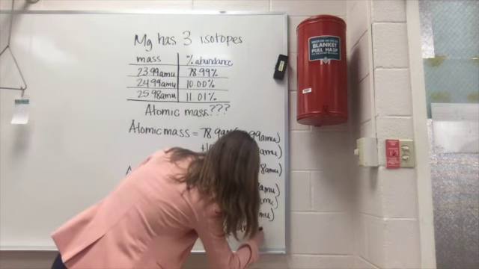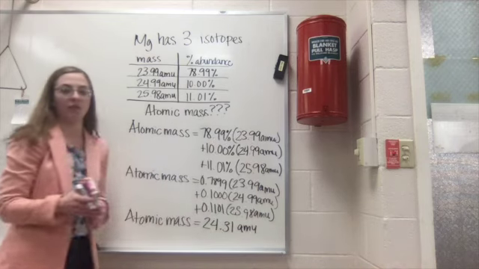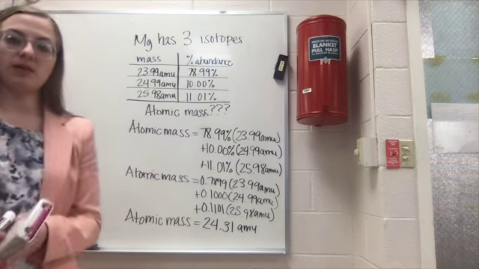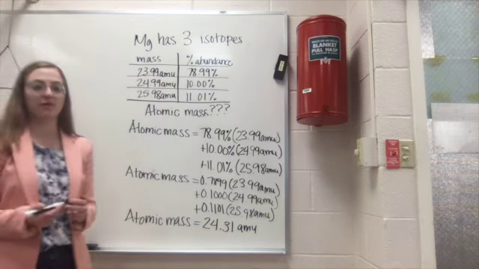24.31 AMU. So 24.31 AMU is our answer. So that would be the atomic mass for magnesium.